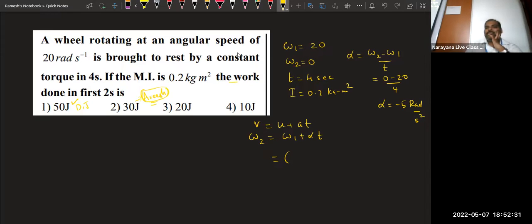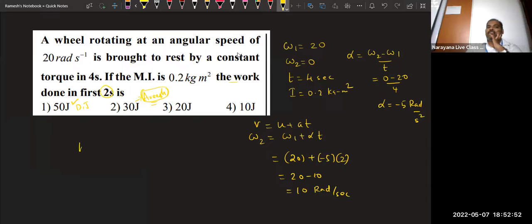Omega 1 value, how much? 20, and plus alpha value, how much? Minus 5. After how many seconds? 2 seconds we have to find. So 20 minus 10. So final angular speed, how much? 10 radians per second. Correct or not?